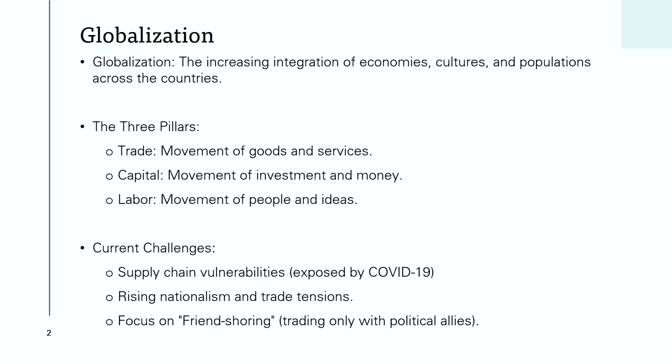While globalization has brought many benefits, such as lower prices, more product variety, and technology diffusion, it also faces serious challenges today. The COVID-19 pandemic exposed supply chain vulnerability, showing how dependent countries are on global networks. Rising nationalism and geopolitical tensions have also created pressure to reduce global dependence. A new concept called friendshoring is emerging, where countries prefer to trade with politically aligned partners rather than relying on traditional global networks.